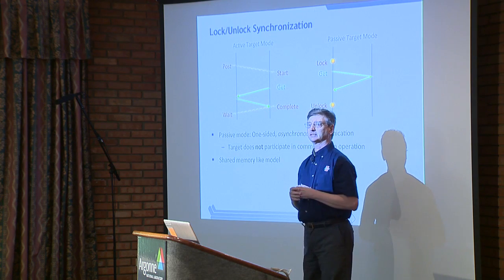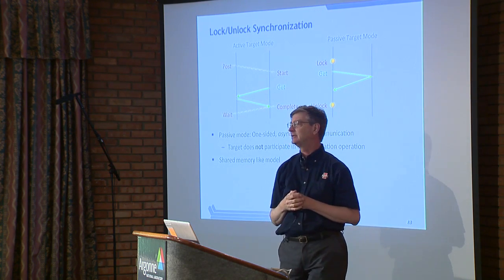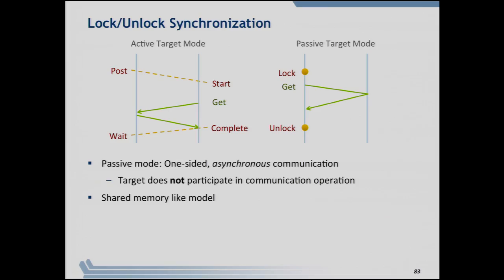So we call these lock-unlock. It has absolutely nothing to do with a thread lock or a process lock. To start with, lock need not be blocking. What they maybe should have been called is begin passive and end passive, because that's what they are. So in the lock-unlock mode, when I say lock, I say I am beginning passive target access.